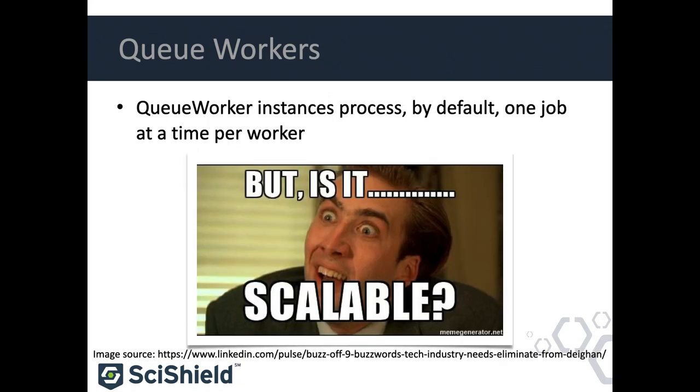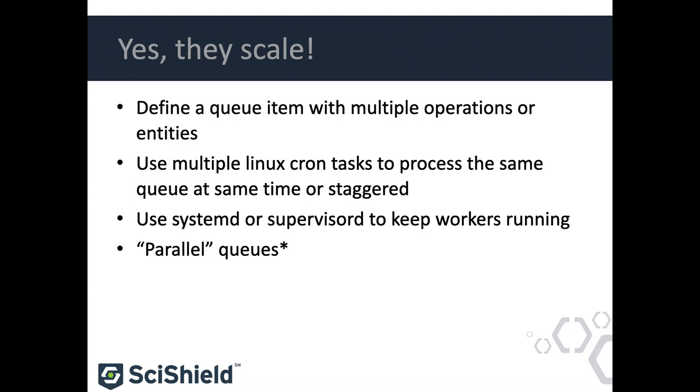By default, a queue worker instance processes one item at a time. Now, if you've been paying attention to what I've been saying, your question is, but that doesn't scale. That's no different than the other solutions. But they do scale. There's a couple of different ways you can do this. Instead of queuing up one entity ID, you can put in a batch of, say, 50 IDs. Just build out an array of 50 IDs that you want one queue worker to work on, and that one queue worker in its allotted time can work on all 50. So that's one way to do that.